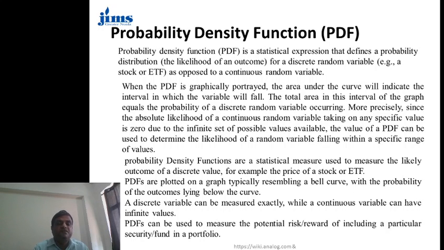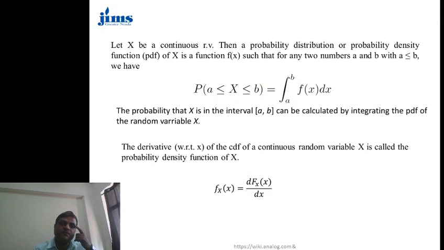The probability density function, also called the PDF, is basically plotted graphically, and it is just like a bell curve, with the probability of the outcome lying below the curve. If you see the graphical representation of a PDF, it is just like a bell curve, and all the values are coming inside the particular curve. A discrete variable can be measured exactly, while a continuous variable can have infinite values. The PDF can be used to measure the political risk or reward of including a particular security or fund in a portfolio. These are basically the areas where we use probability density functions.